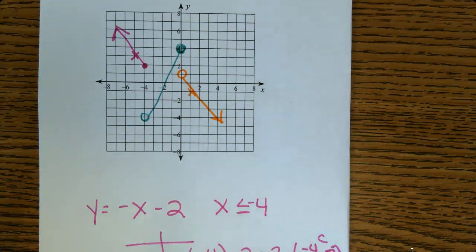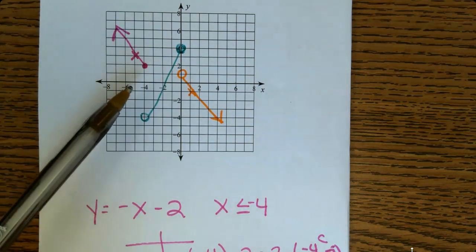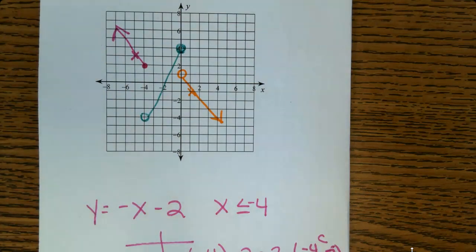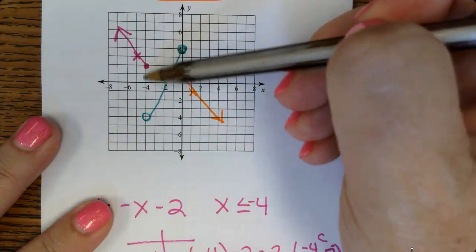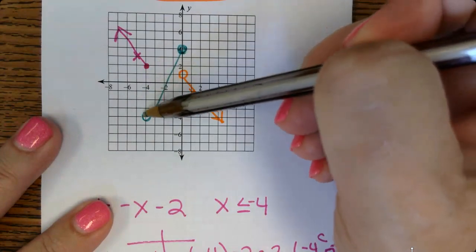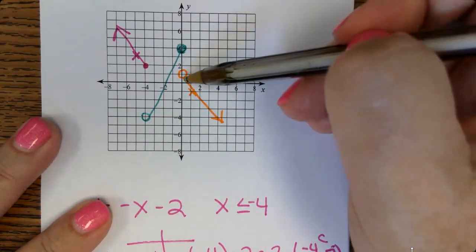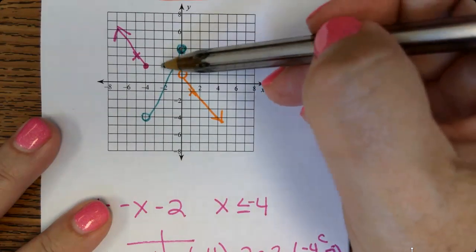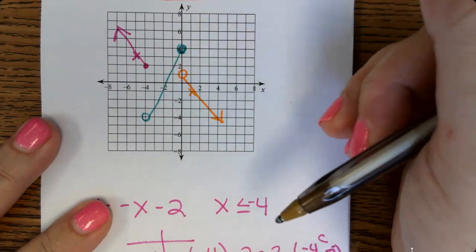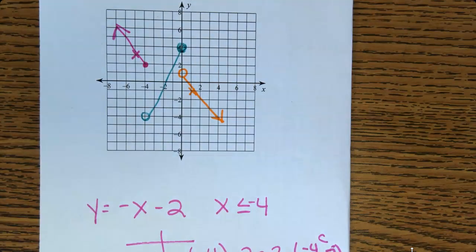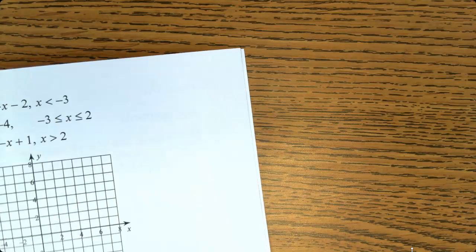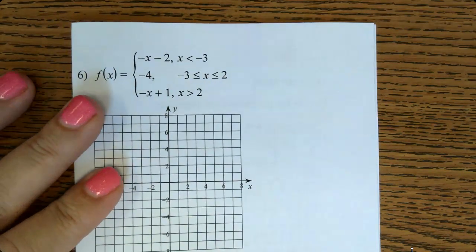Notice we still have to follow the rules. Neither line crosses the other one. On the vertical line here, at negative 4, I have a solid dot and I have an open dot, and same thing at 0. I can never have closed, closed, or open, open. That's how you do this question. So let's turn around and do the next one.